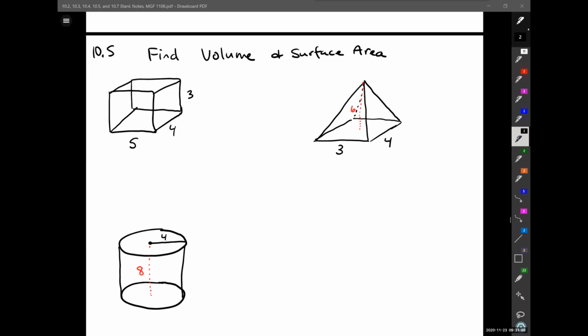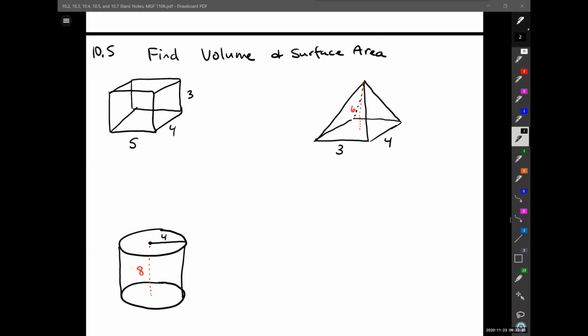So I'll give everybody a moment to attempt these on their own. The volume of a prism, remember, is length times width times height. The volume of a pyramid is 1/3 the area of the base times the height. So here you'll have to think about how do you find that area. And then for a cylinder, its volume is pi r squared h, and then we have a different formula for surface area.